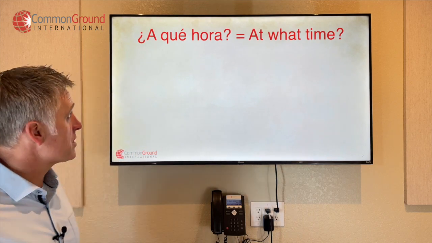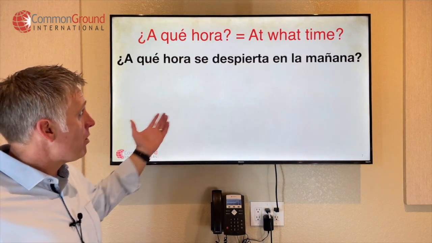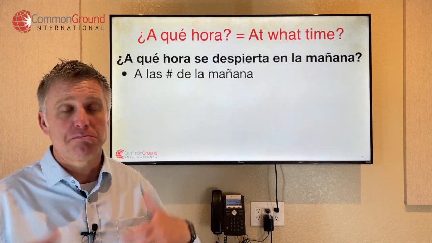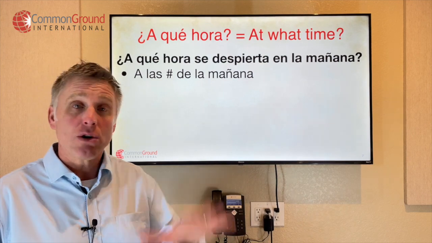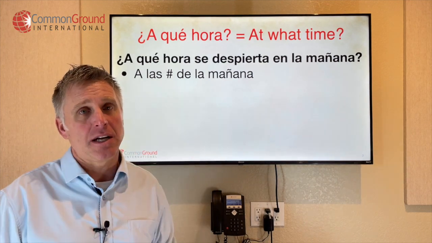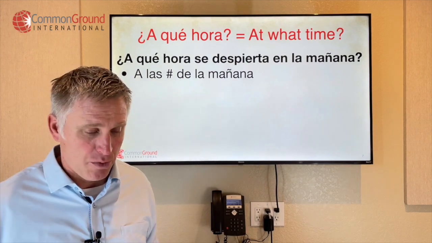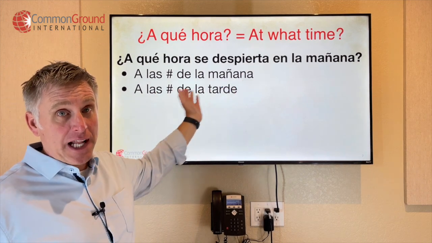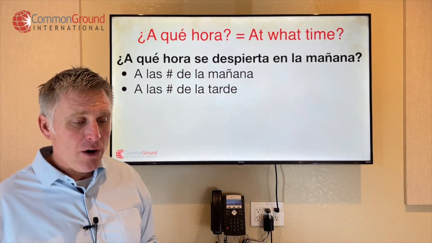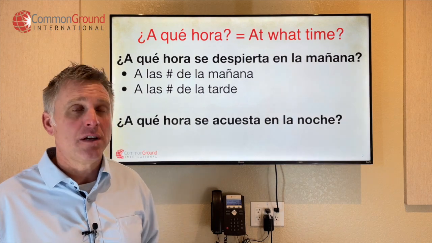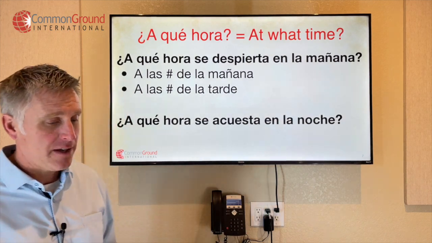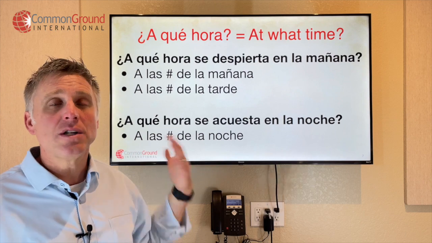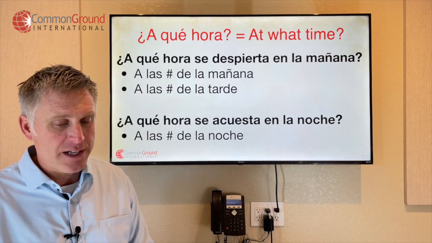Okay, ¿a qué hora? is our next question word. At what time? ¿A qué hora se despierta en la mañana? What time do you get up in the morning? A las blank de la mañana. A las 5 de la mañana. A las 6 de la mañana. A las 7 de la mañana. Whatever. Or a las something de la tarde. So de la mañana, AM. De la tarde, PM. ¿A qué hora se acuesta en la noche? What time do you go to bed at night? A las 10 de la noche. A las 9 de la noche. A las 11 de la noche. Okay? All right, giving some times.